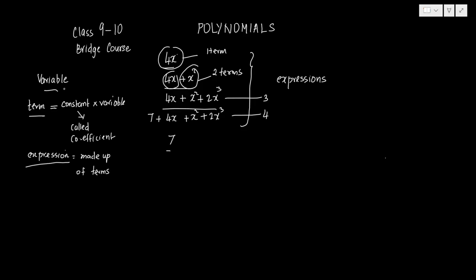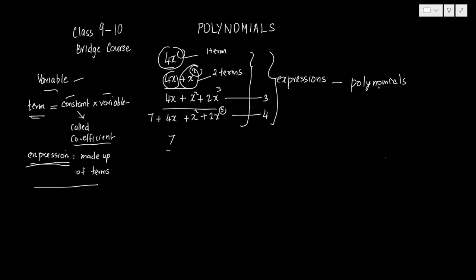Okay, just to summarize the last 1 minute, we talked about a variable and we talked about a term. A term can be loosely called a constant multiplied by a variable, but the power of the variable can be anything. It can be x cubed, it can be power 3, it can be power 2, or it can be power 1. And when it is attached to a variable, this constant is called the coefficient. Together, a number of terms is called an expression. So all these are expressions, and these are also called polynomials.